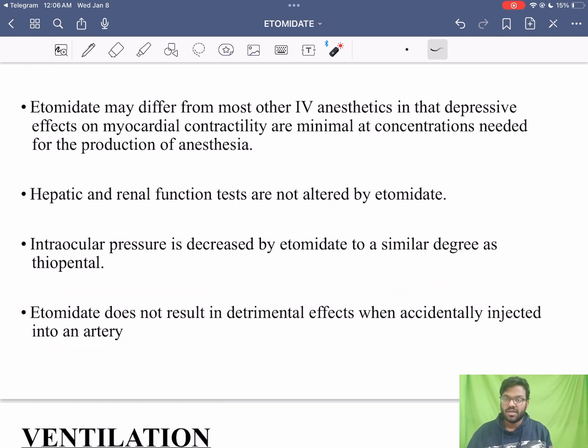This line is important because when there is accidental injection of thiopentone into an artery, there is a whole list of things that you have to do. It is quite severely detrimental. You can have spasm of the artery. It could lead to gangrenous changes, and it's a very high potential risk when thiopentone is injected into an artery. However, if etomidate has been injected into an artery by mistake, it is not very detrimental.